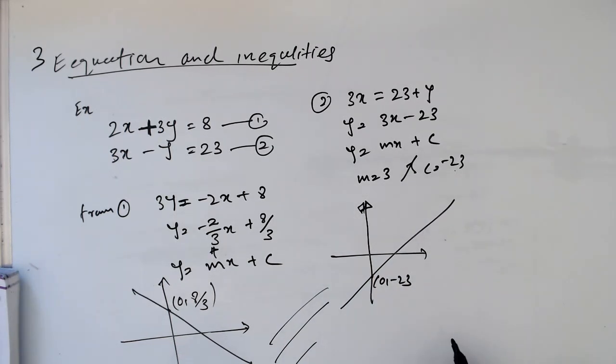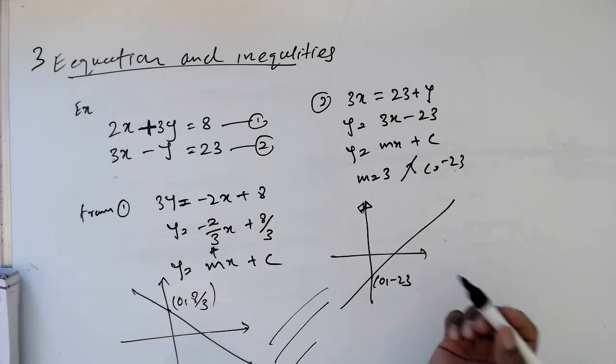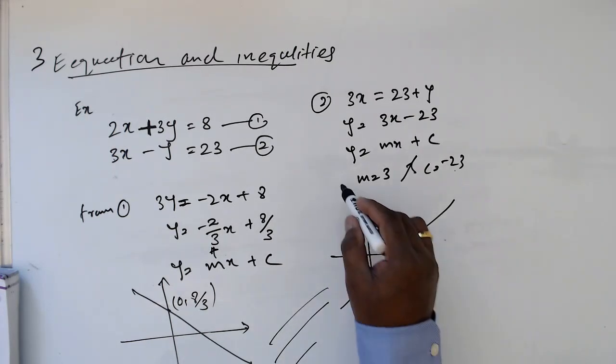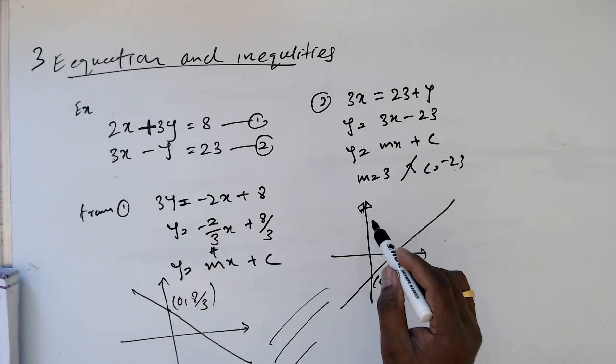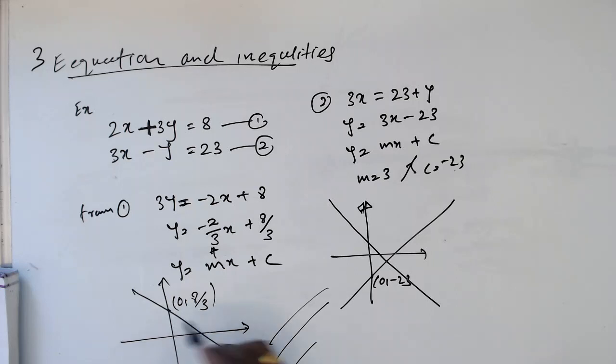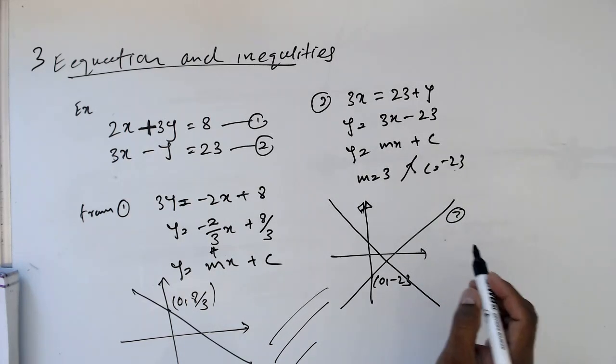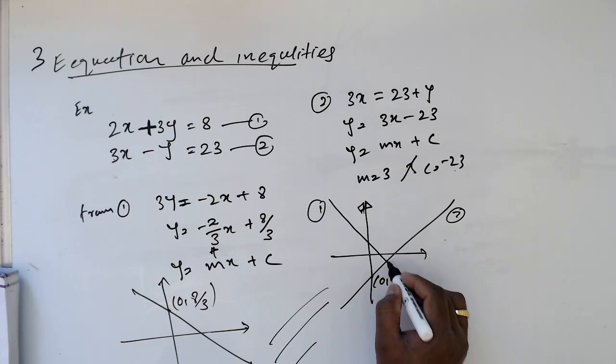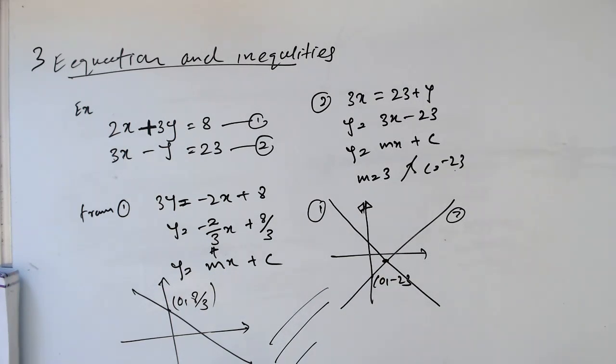Now I have an idea, so I want to find the intersection point. I believe the other graph goes like this. So this is line number 2, and this is line number 1, and this is the intersection point. Now, how do we do this graphically? We have to draw a sketch properly. So then we'll discuss this one.